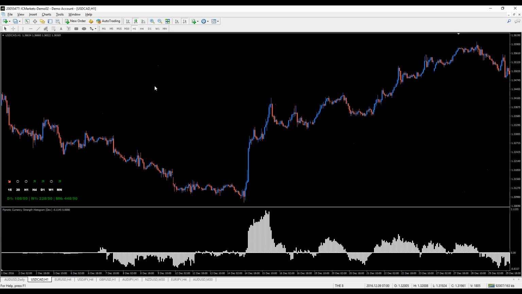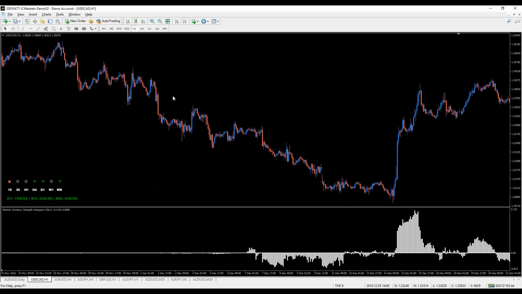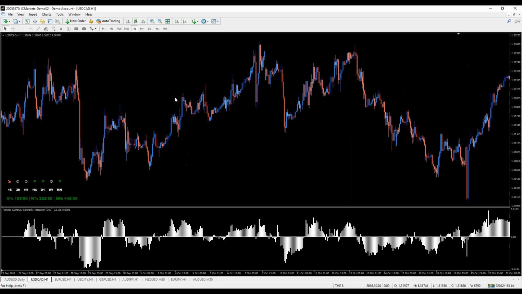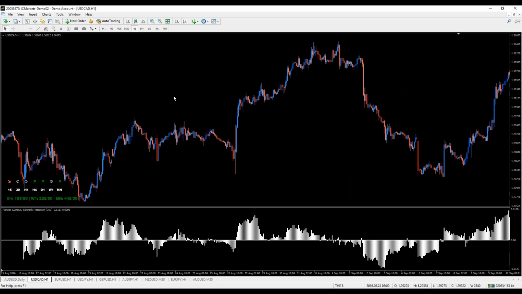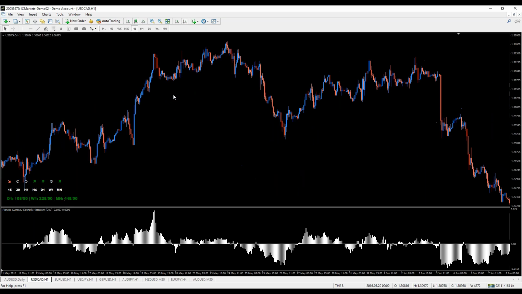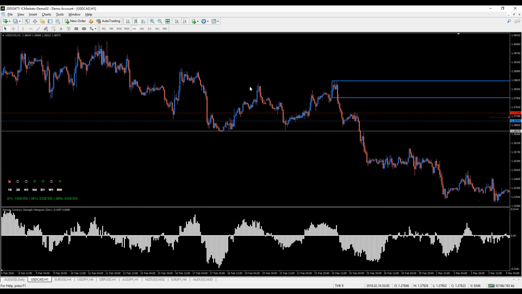We go to the hourly chart. Let's see if we can get back there. It's a bit difficult with these price feeds. Okay, there we are. There it was.